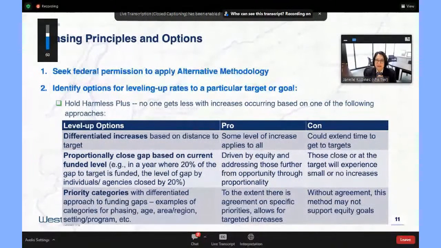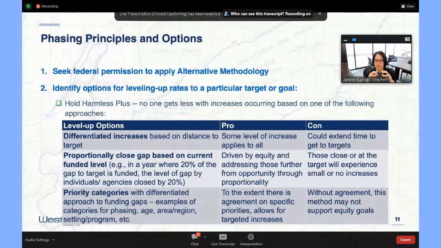So I think in all cases, what we've seen through this group and we've seen in past recommendations is this is again not being a redistribution model. We're talking about a system that needs more everywhere. So let's start with a hold harmless plus. So what's the plus? What that means is nobody gets less than they have now, and they all should be seeing increases occurring based on some approach. Okay, so let me throw out three broad options here.